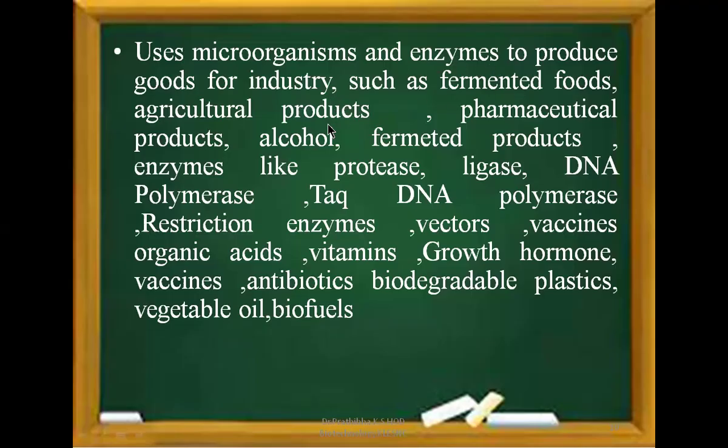We can obtain agriculture products, pharmaceutical products, alcohol, fermented products, enzymes like protease, ligase, DNA polymerase, Taq DNA polymerase, restriction enzymes, vectors, vaccines, organic acids, vitamins, growth hormone, then antibiotics, biodegradable plastics, vegetable oils, biofilms. It means all these different varieties of the products were obtained by using the microorganism by changing their genes.